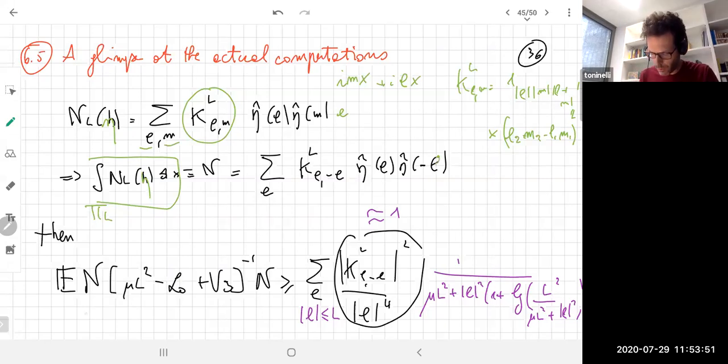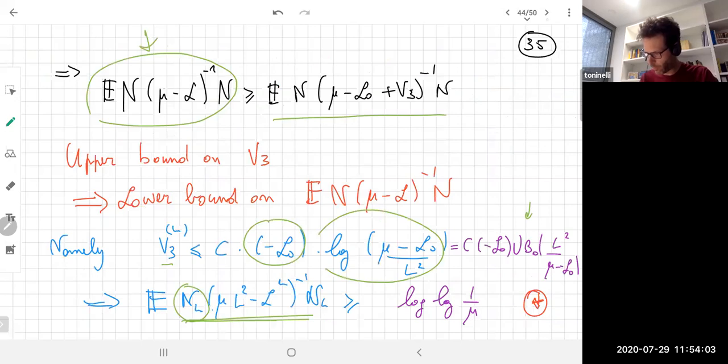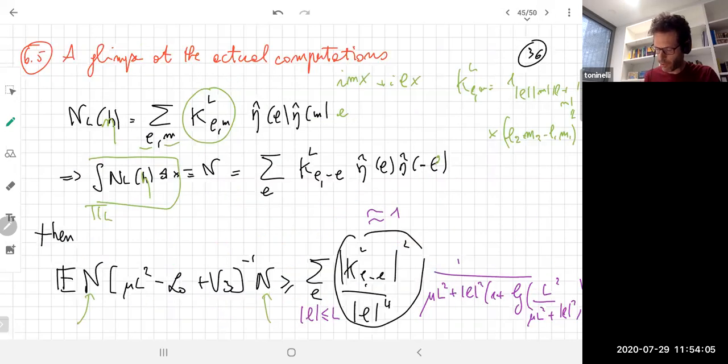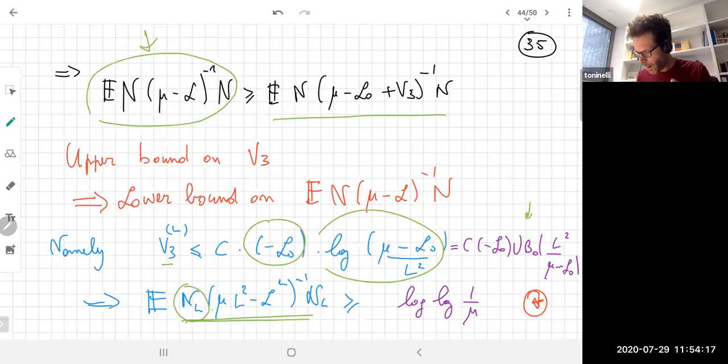Now, this is an expression that you want to put back here, going back to this expression. Sorry, the expression is here. You have to take the expectation of this thing we have just computed, times the inverse of mu L squared minus L0 plus V3, etc., and itself. And now you want to replace this V3 by this bound here. Why do we want to do that? Because then the computation becomes a very simple sum, because now we are in Fourier space. Since this upper bound is diagonal in Fourier space, this just becomes a sum over L of something.